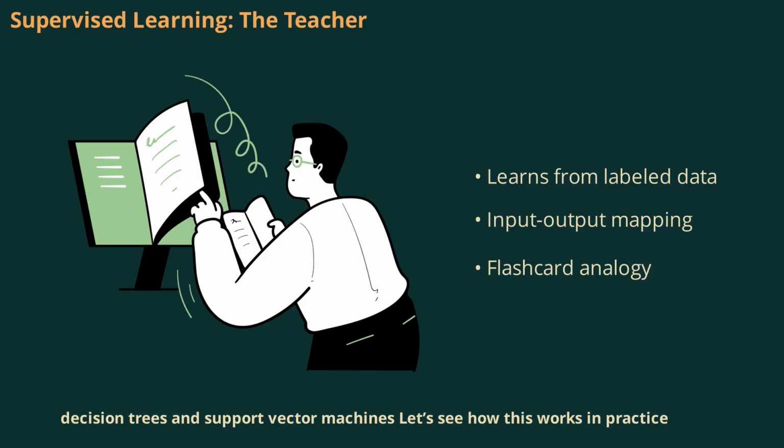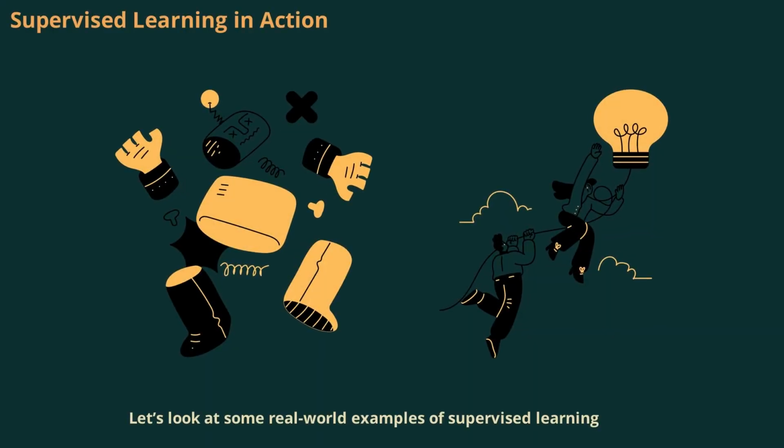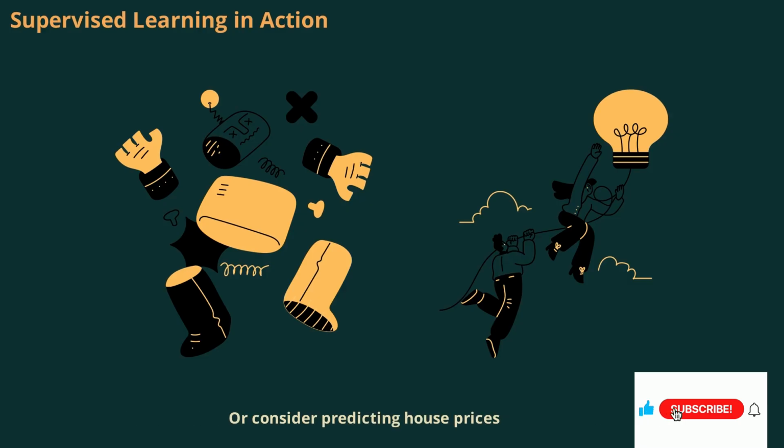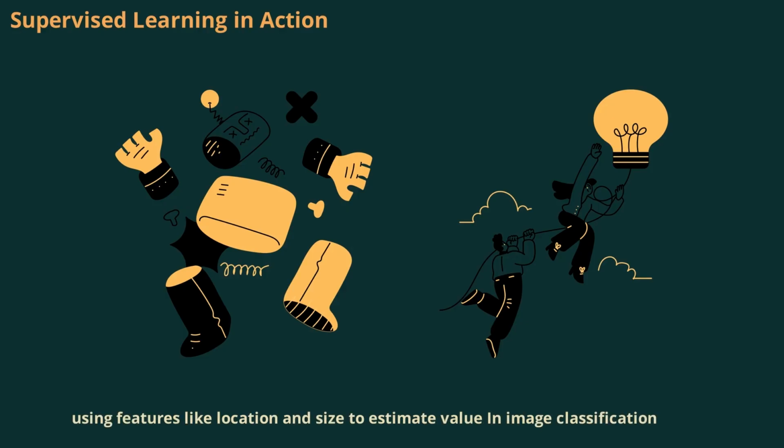Let's see how this works in practice. Let's look at some real-world examples of supervised learning. Imagine your email app filtering out spam. It's trained on thousands of emails labeled as spam or not spam. Or consider predicting house prices, where the algorithm learns from past sales data, using features like location and size to estimate value. In image classification, the system learns to recognize objects by studying labeled images. These tasks all rely on having labeled data, where the correct answer is known. Supervised learning is the foundation for many practical AI solutions you encounter every day.